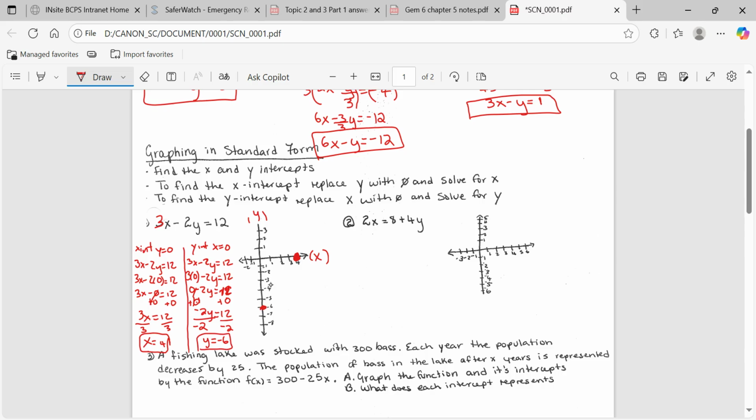Now that I have those 2 points, any 2 points create a line. So, boom. There is my linear function, my line graphed using standard form.